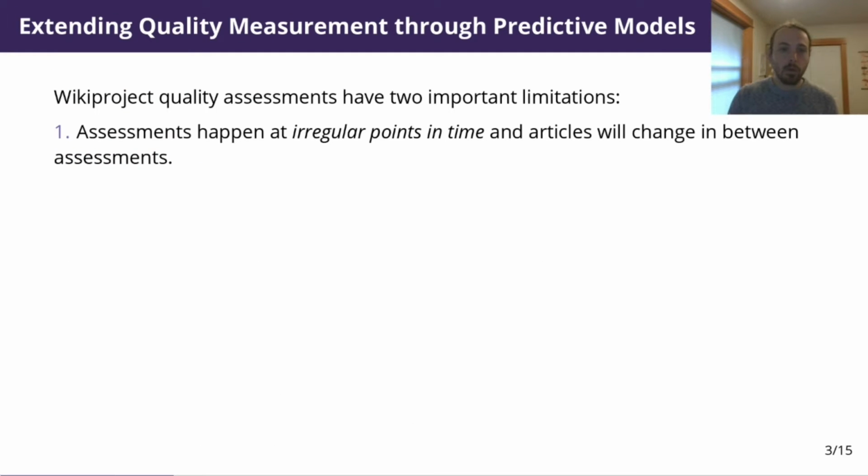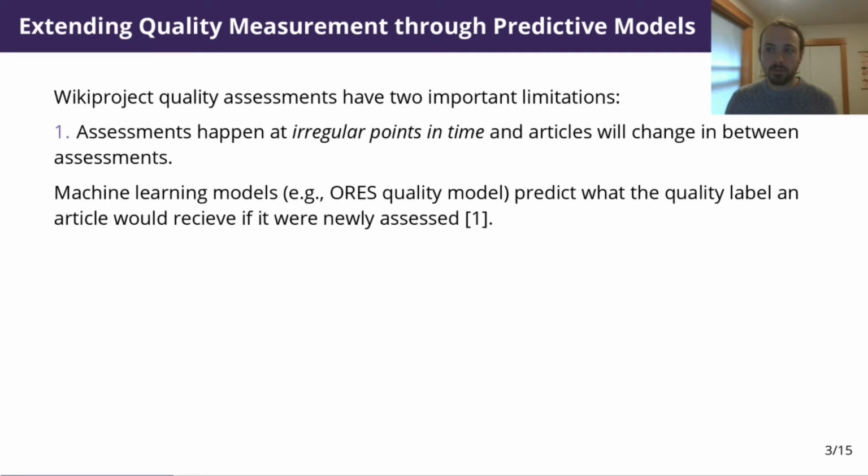Now, the article quality assessment data generated by wiki projects does have some important limitations that have motivated model-based techniques for measuring quality. The first of these is that these assessments happen at irregular points in time, and articles do change in between these assessments. Machine learning models, like the ORES quality model, can predict the quality assessment an article would receive if it were newly assessed. This allows us to extend the range of quality measurements beyond the range of these direct observations.